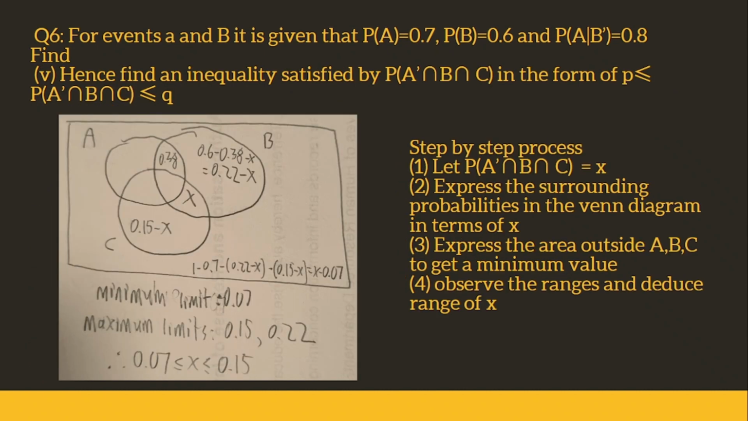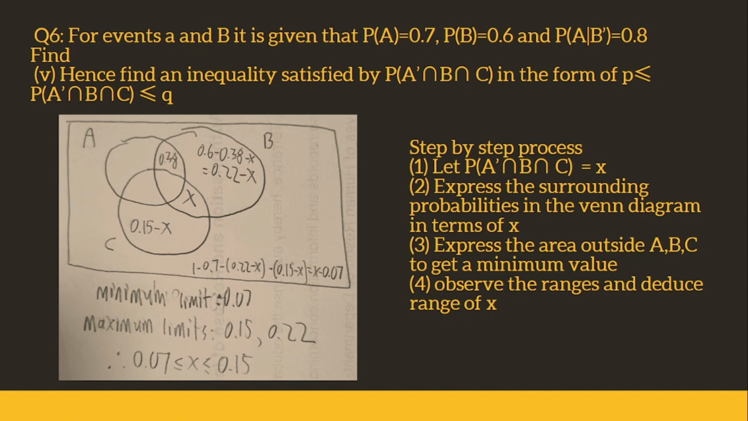Now is the slightly confusing part. For these kinds of questions where you are asked to find an inequality and there are 3 different events put together in a single required probability, this is basically the step-by-step process. The answer that we want to get, or the probability in question, we will first let that be equal to x. Then we try to express the surrounding probabilities within the Venn diagram in terms of x. And then try and see the area outside of A, B, and C as a whole. Because in that case, it will be 1 minus all the probabilities in A, B, and C. And when this happens, as you can see here, it will simplify to x minus 0.07.